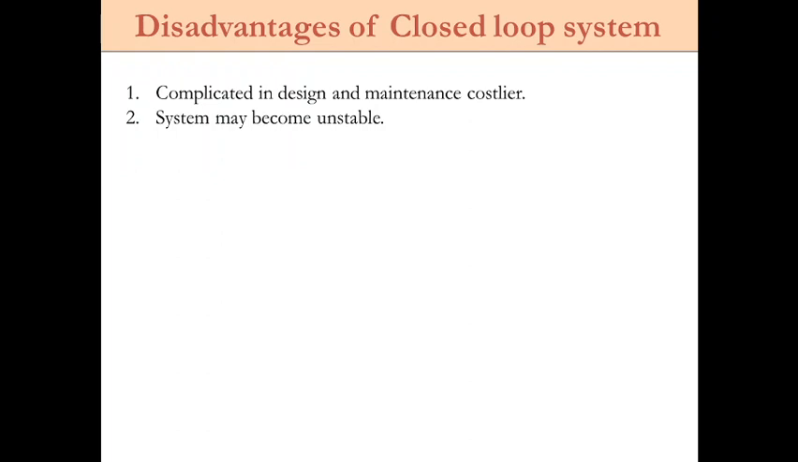Some of the disadvantages are that it is complicated in design and maintenance is costlier. When it is very difficult to design, obviously maintenance will be costlier because skilled workers are required. If something goes wrong in between, you need to stop the entire process, so you can call it costlier for maintenance. Then the second one is that the system may become unstable. Why will the system become unstable? Every time you are comparing input to output and output to input, and every time you are giving some commands to the system, there is a chance that your system may become unstable.